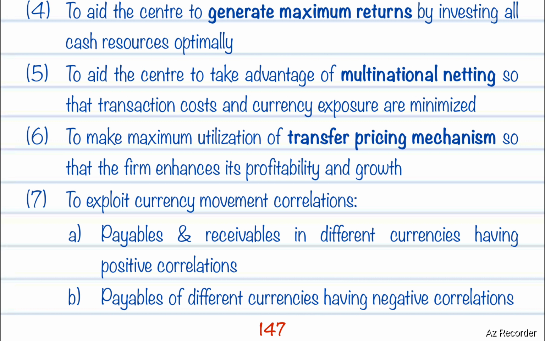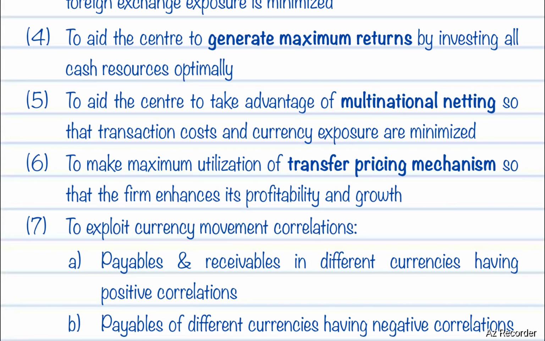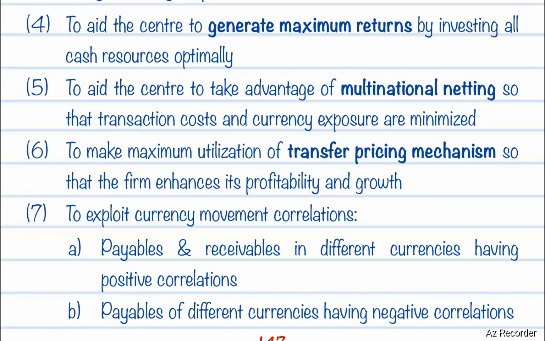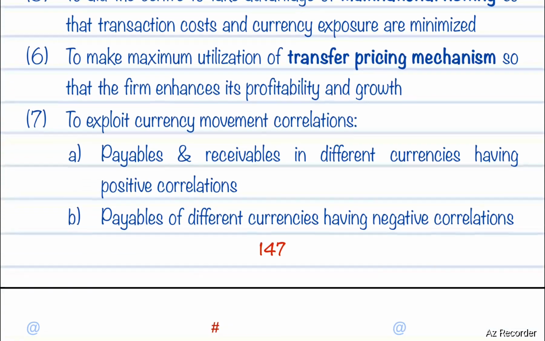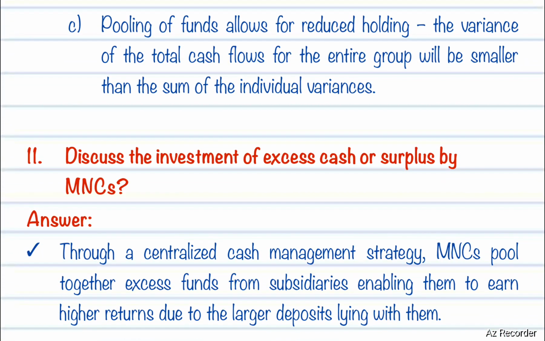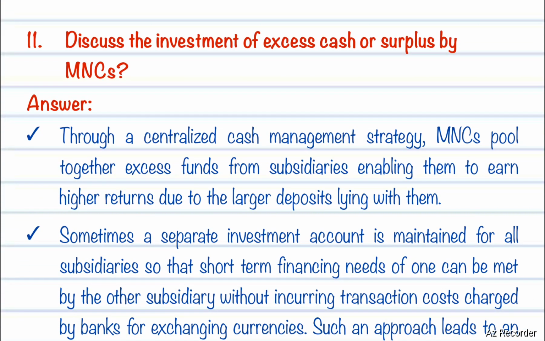to make maximum utilization of the transfer pricing mechanism so that the firm enhances its profitability and growth, to exploit currency movement correlations, payables and receivables in different currencies having positive or negative correlations, and pooling of funds allows for reduced holding. The variance of the total cash flows for the entire group will be smaller than the sum of the individual variances. Discuss the investment of excess cash or surplus by MNCs.